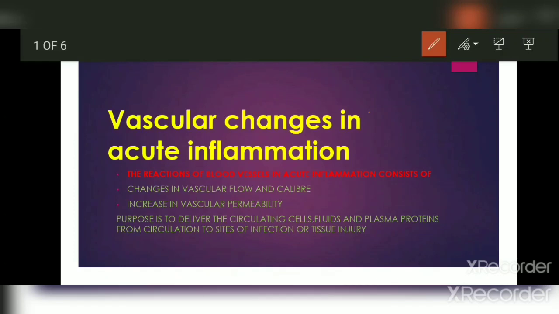Last video I discussed the cellular events of acute inflammation. Today I am going to discuss the vascular changes in acute inflammation. So today's topic is the vascular changes in acute inflammation.